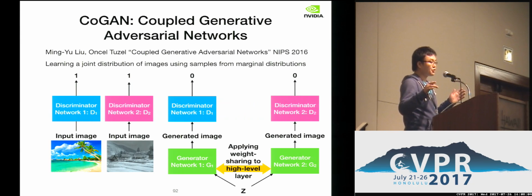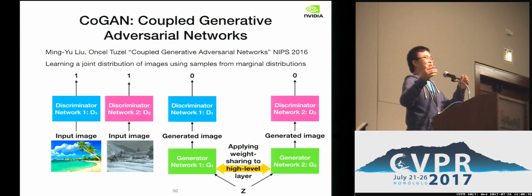So we published a paper in last year's NIPS showing that this is possible with a GAN framework, which we call coupled generative adversarial networks. In this paper, we show that you can learn a joint distribution of images using samples from the marginal distributions. In theory, this is not possible because for two marginal distributions, there are infinitely many joint distributions where, when you marginalize them, you get your marginal distributions.